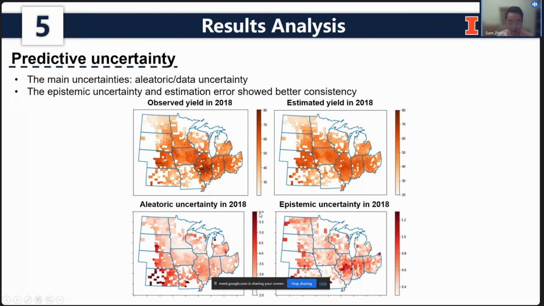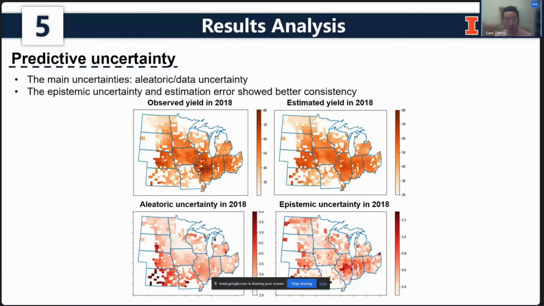Because the range for the aleatoric uncertainty is totally different. For the aleatoric uncertainty, it's about 6 to 2, but for epistemic uncertainty, the range is under 1.2. So usually it's much smaller. In fact, they have a similar pattern, but the ranges are totally different. So during this prediction process, the uncertainty that comes from the data itself is much larger than the models.